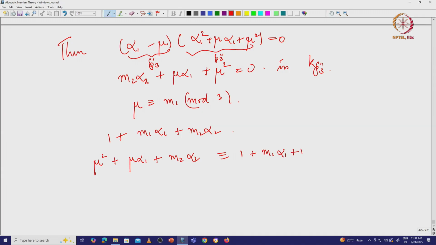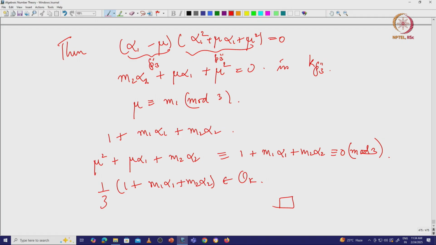So, this is like this, and then m 2 alpha 2, which is congruent to 0 because of this here, mod 3. Which is exactly what I wanted, because this means that this 1 plus m 1 alpha 1 plus m 2 alpha 2 is in OK. Right? This is what I wanted to show in the other case. All right.